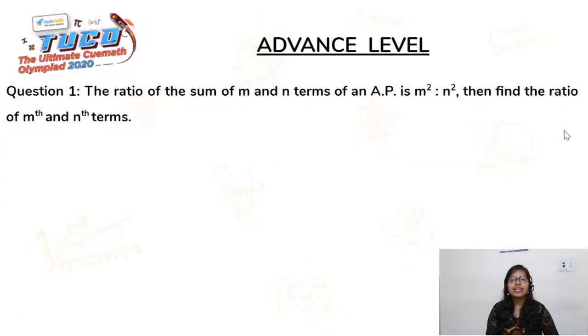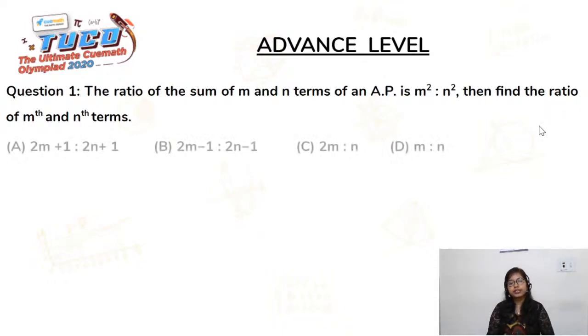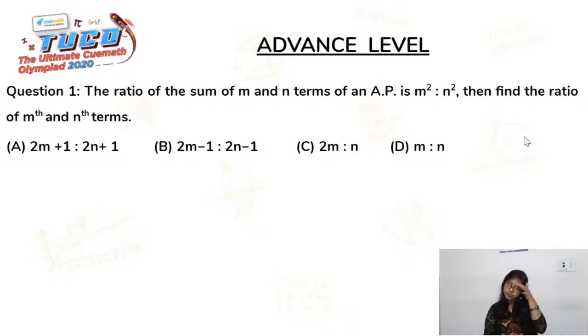Here goes our advanced level question. The first question goes here. The ratio of the sum of m and n terms of an AP is m squared is to n squared. Then find the ratio of the mth and the nth term. Let's see if anybody is going to get the answer to this. I'm going to quickly put down the options here. Here goes your options.